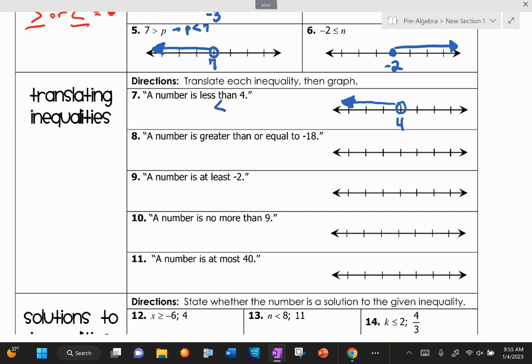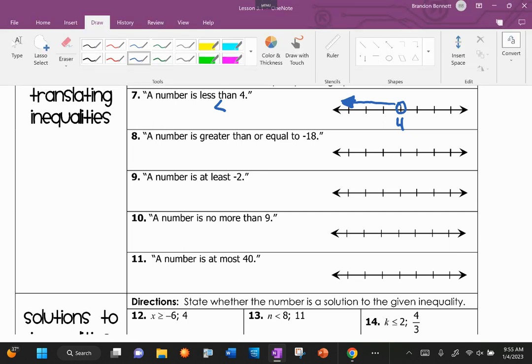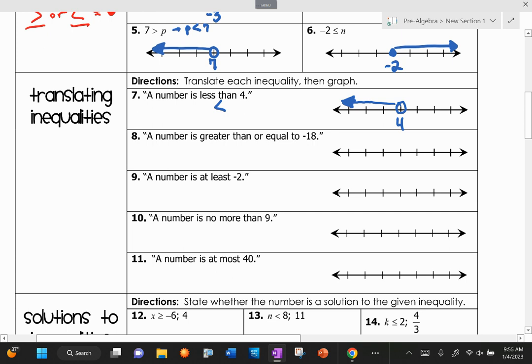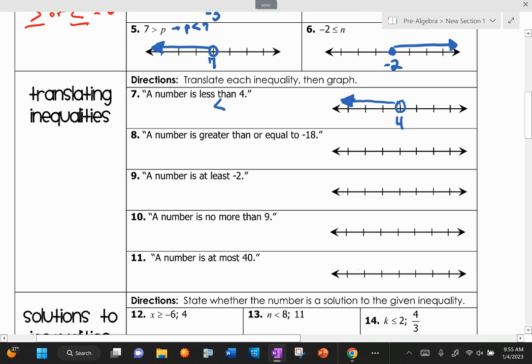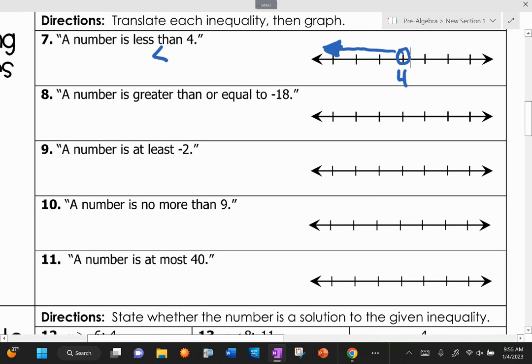All right, here's number 8. Oh, I got that right.